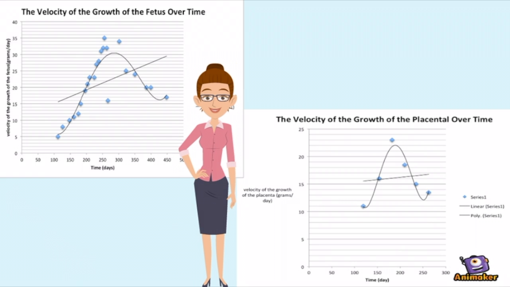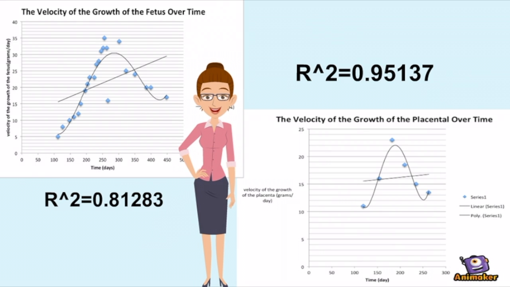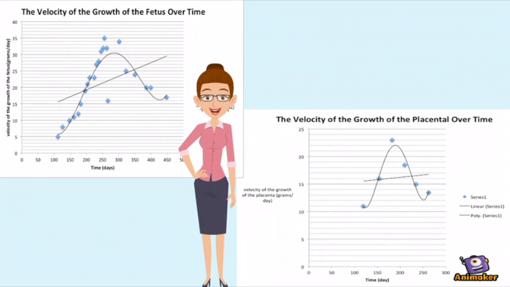Here are both data points plotted. Notice that the line of best fit equation is a polynomial with a degree of 4. This is because their R squared values are close to 1, signifying that the trend line is a good fit. Now that we have a function from the graph, we can use this to calculate the second derivative for both the weight of the fetus and the weight of the placenta.